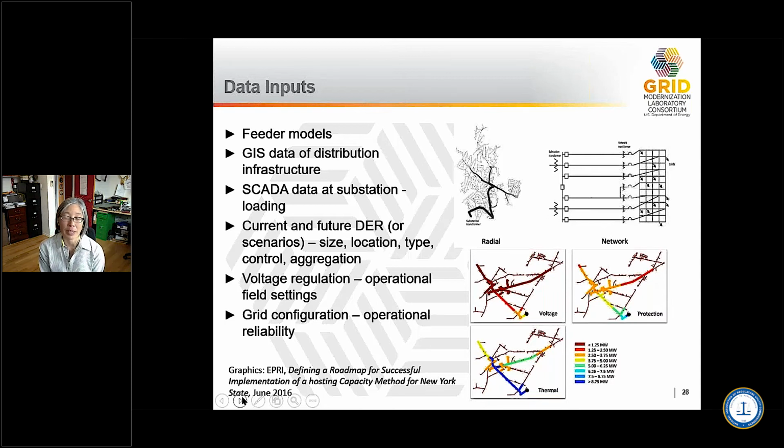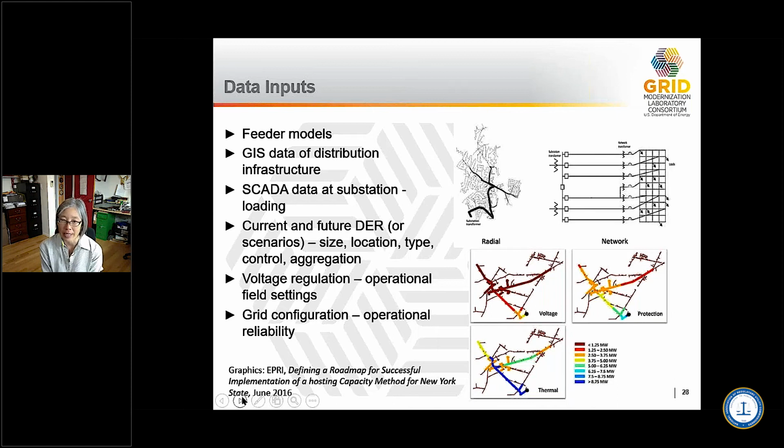The data is important because it informs thermal loading, so thermal overloads, and also voltage profiles. And it's not just a matter of where the loads are, but what kind of load. Is it a lot of induction motors that are going to consume a lot of reactive power? Understanding all of this is going to be important. You've got some equipment out there that helps you regulate voltage, but do you know the field settings? Do you know the schedule? Maybe it runs on one schedule in the evening and another schedule in the middle of the day.